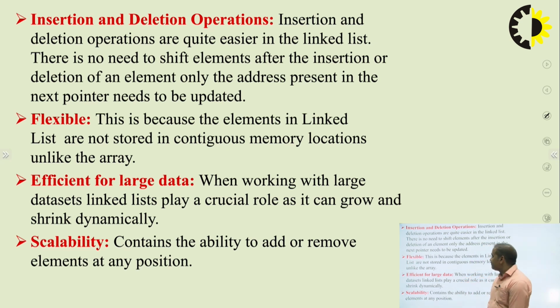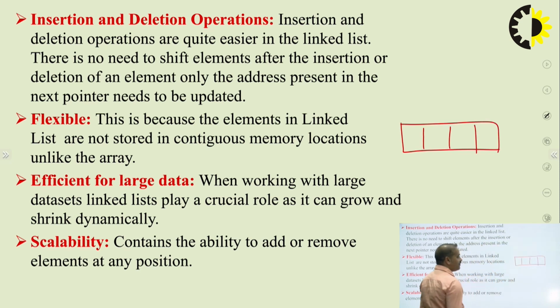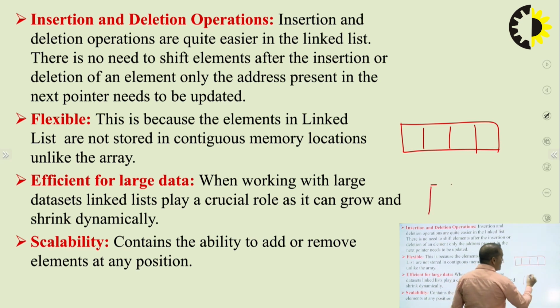Next one is flexibility. This is because in linked list, elements are not stored in contiguous memory locations, unlike the array. Array is stored inside the memory in a contiguous memory location, but in case of linked list, we can create a node at any place and link the node to any nodes present at any location. By using such a method, this data structure is flexible.